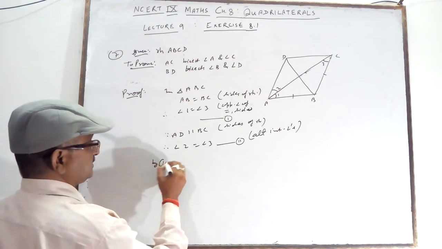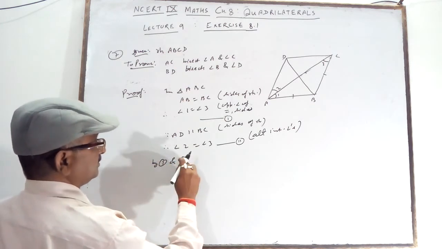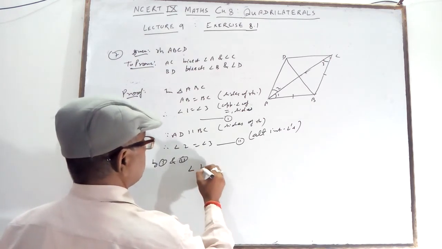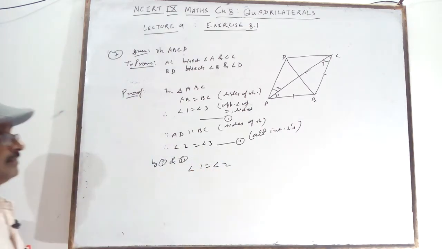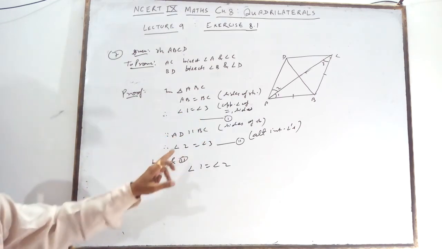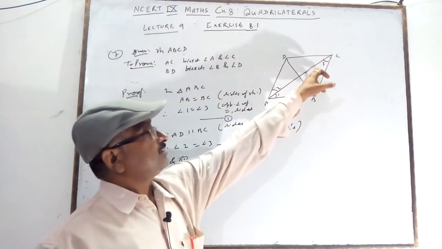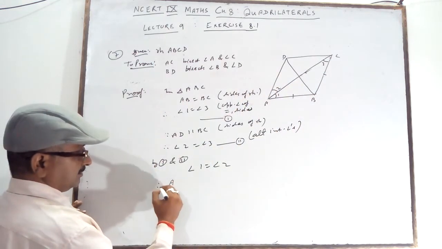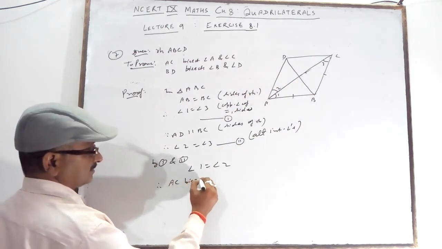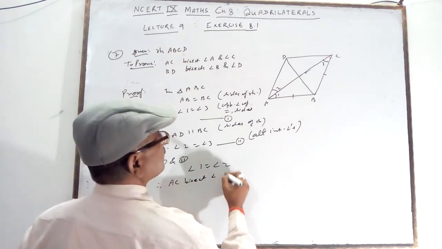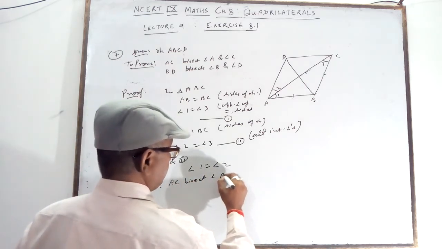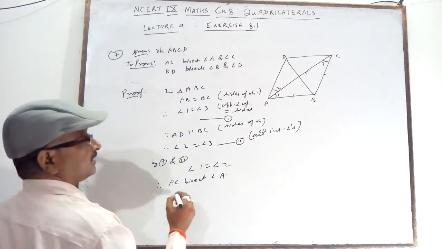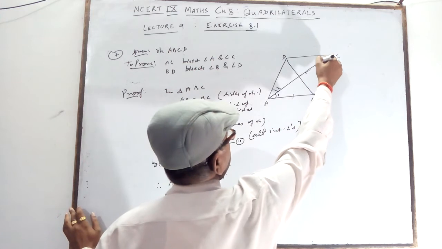So by first and second, what are you getting? By first and second, angle 1 is equal to angle 2. Why? Because 1 is equal to 3 as well as 2 is equal to 3. So AC bisects angle A.